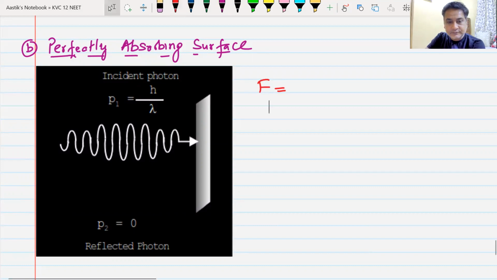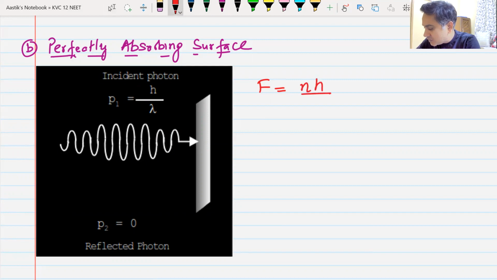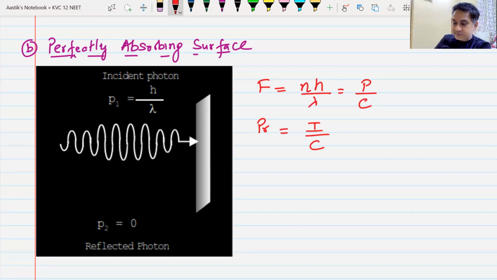P by C, that is correct. That is one way of saying it. Or you can say it the other way, small n, h by lambda. Or you can call it P by C. The pressure in this case would be I by C. Do we understand this? Okay, I'll give you a minute to note this down.